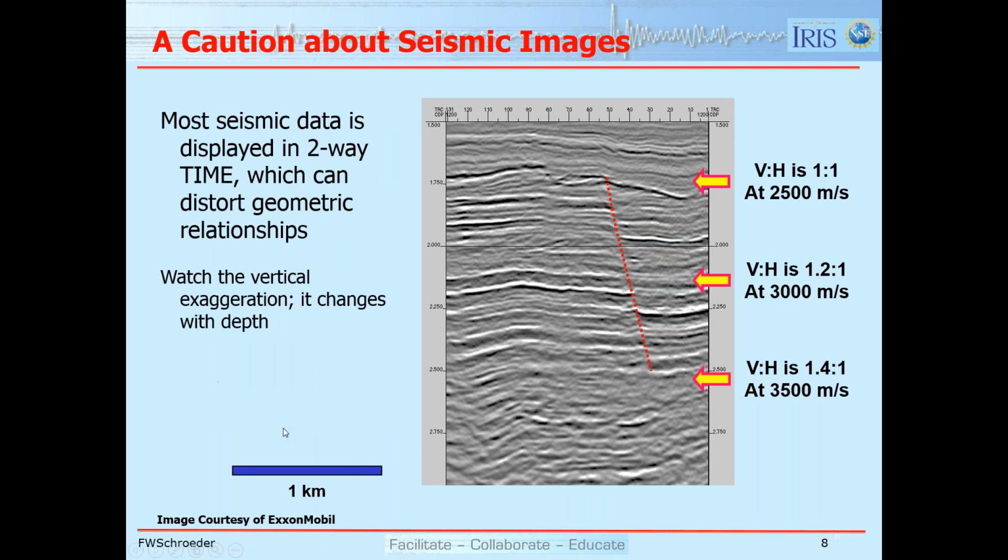Caution about seismic data. Most seismic data is displayed in two-way travel time. How many seconds does it take for the energy to go down, hit an interface, and come back up to the surface? So on the seismic sample line here, 1.5 is 1.5 seconds for the energy to get down and come back up.